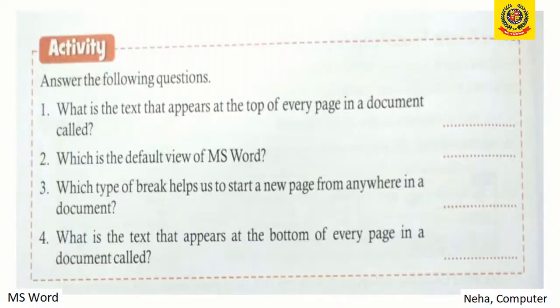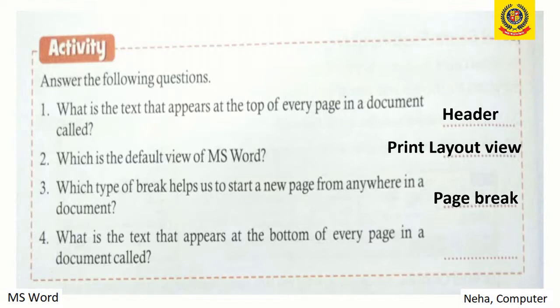Now let's start with the activity that is on page 62. The first question is, what is the text that appears at the top of every page in a document called? It is called header. The default view of MS Word is print layout view. Which type of break helps us to start a new page from anywhere in a document? That is page break. What is the text that appears at the bottom of every page in a document called? It is called footer. So this activity is to be done in the book itself.